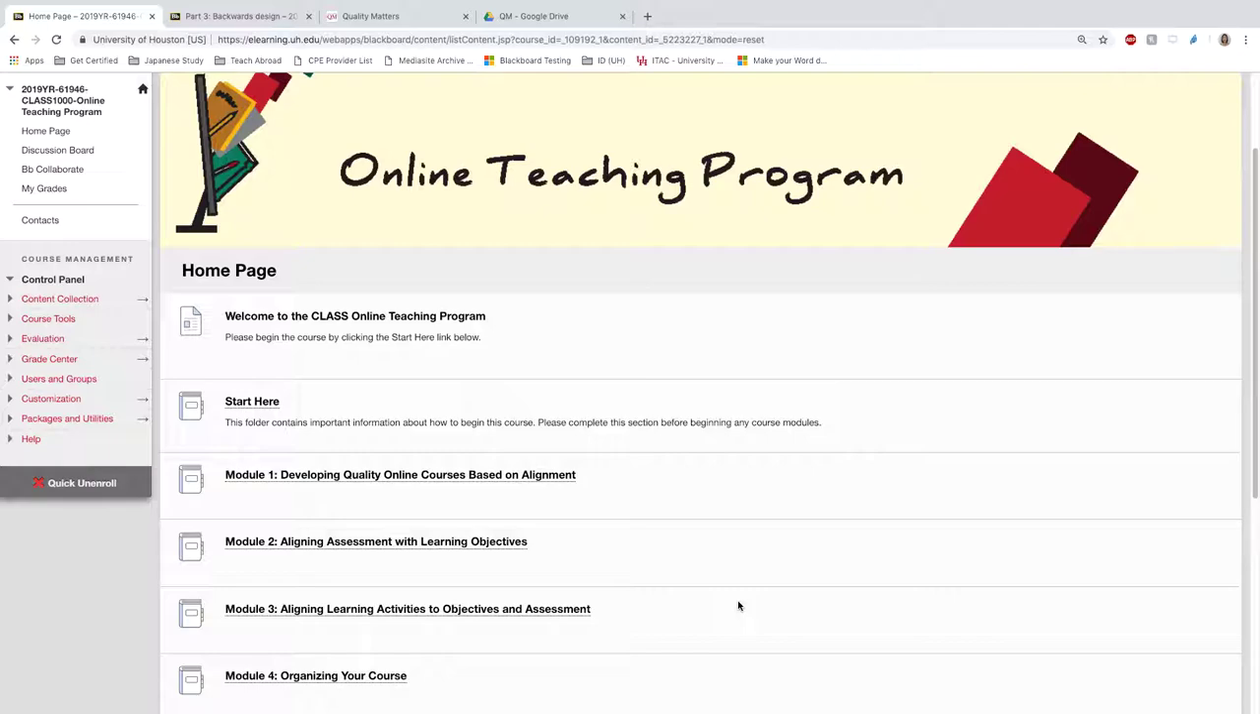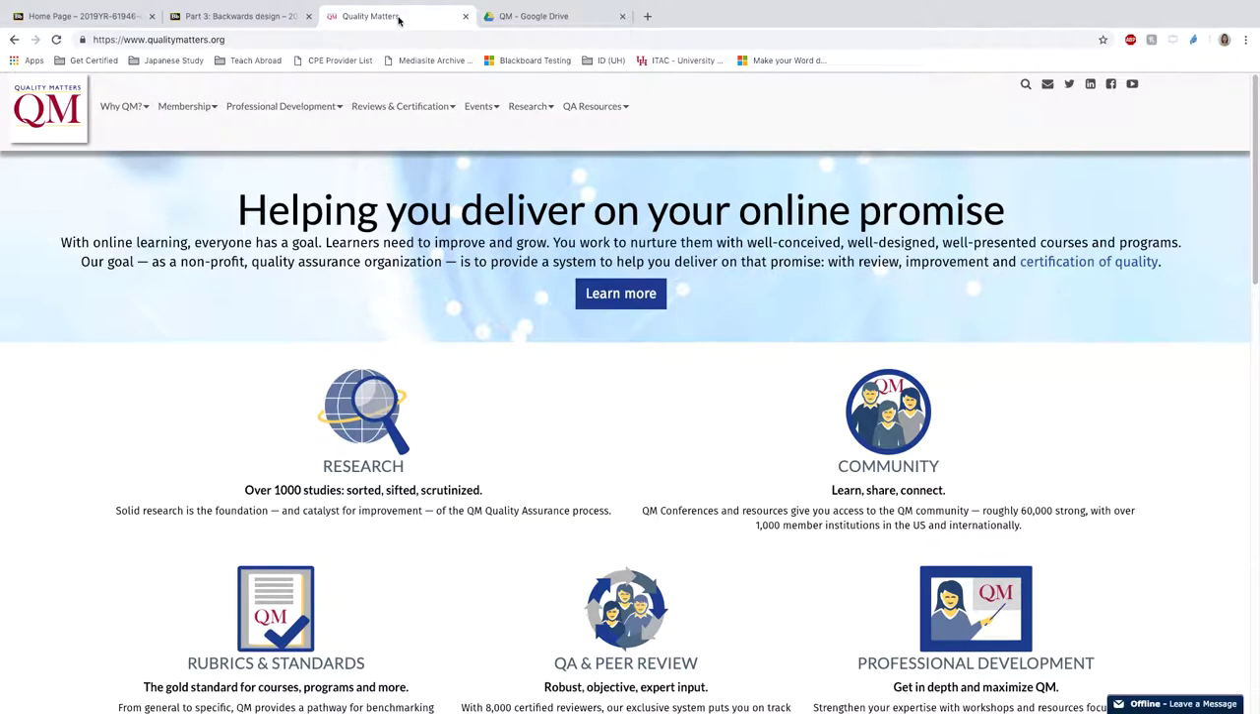When we first were thinking about how to organize and design this course, we looked at two things. The first was Quality Matters, and the second is the backwards design approach. So let's start with Quality Matters. Quality Matters is a nonprofit organization that provides trainings for quality assurance in online education. They provide online trainings for K-12 and higher education.